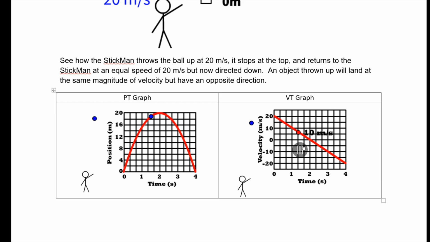Here we go. On the right, you can see that slope being graphed out. 20 all the way down through 0, all the way down to negative 20. That's our velocity versus time graph for the ball being thrown in the air. These graphs are identical. These graphs are representing the same exact object traveling through space, but one is a position versus time, and one is a velocity versus time.